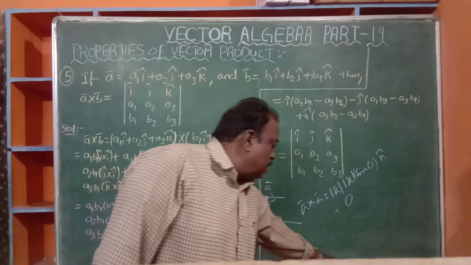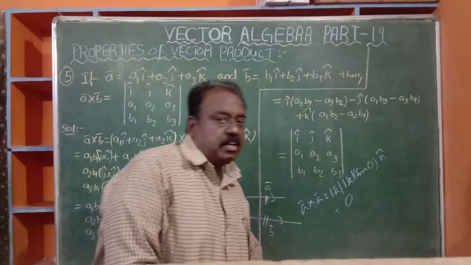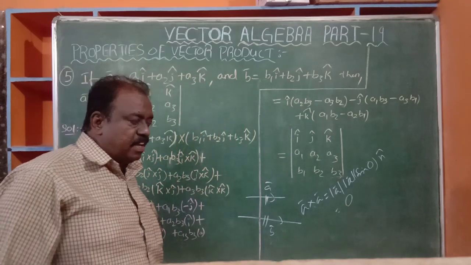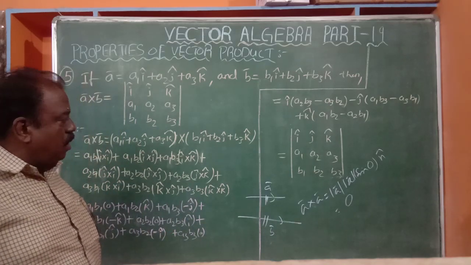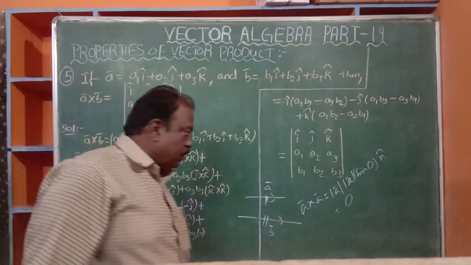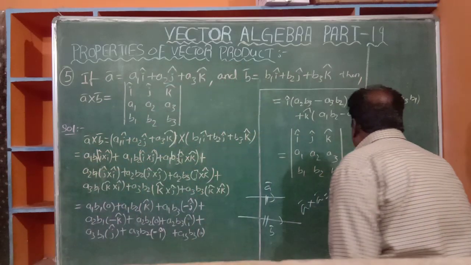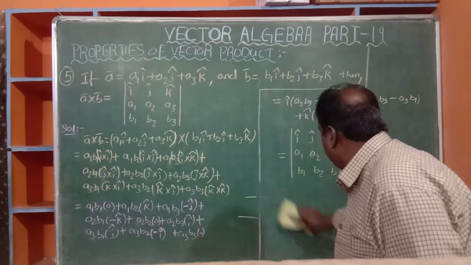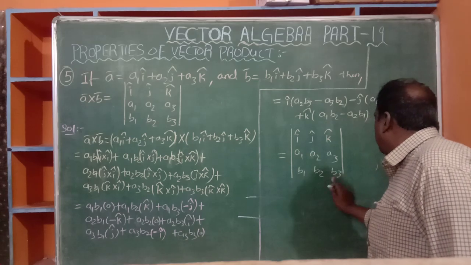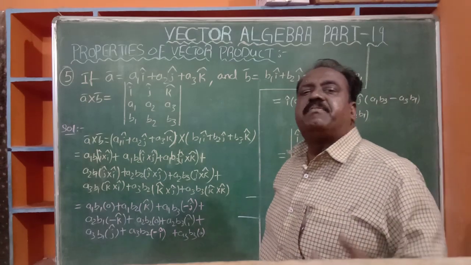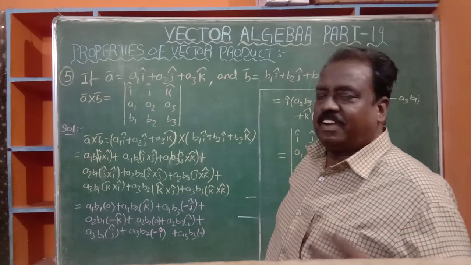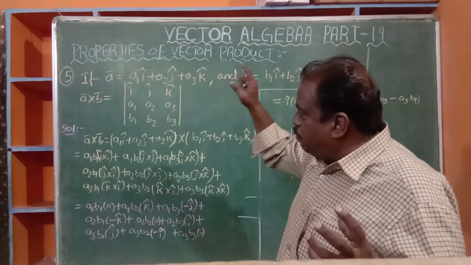Third one is mutually perpendicular unit vectors I, J, K. On that one, I explained that one. Third property. Now, the very important one is this property, the fifth one. It's a very, very important concept. Try to understand it. You learn this proof also.